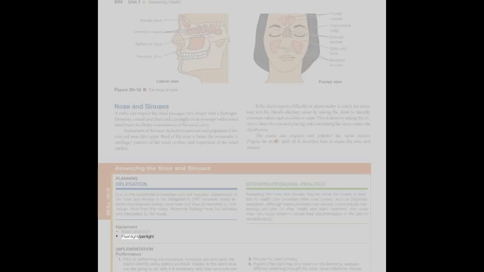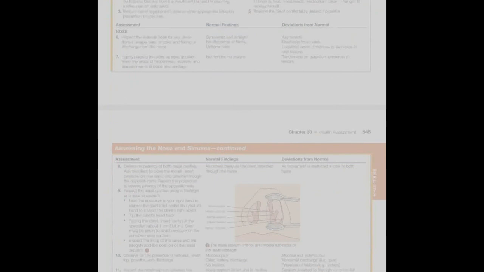Equipment: nasal speculum, flashlight/penlight. Implementation. Performance. 1. Prior to performing the procedure, introduce self and verify the client's identity using agency protocol. Explain to the client what you are going to do, why it is necessary, and how he or she can participate. Discuss how the results will be used in planning further care or treatments.